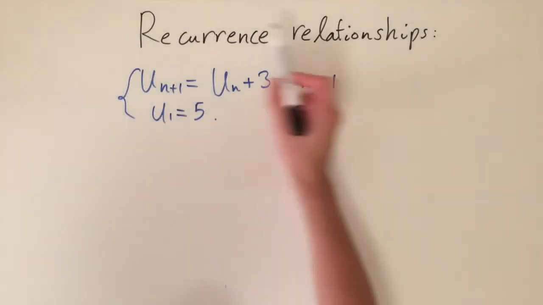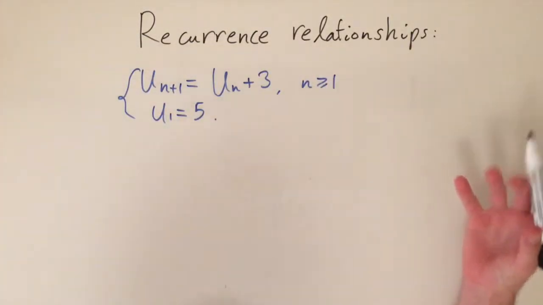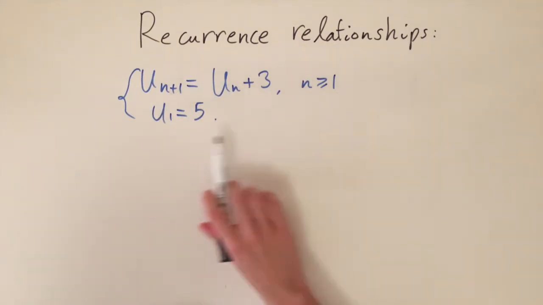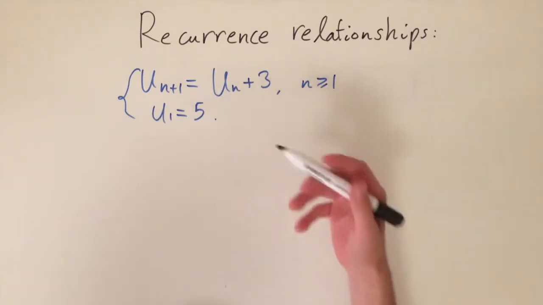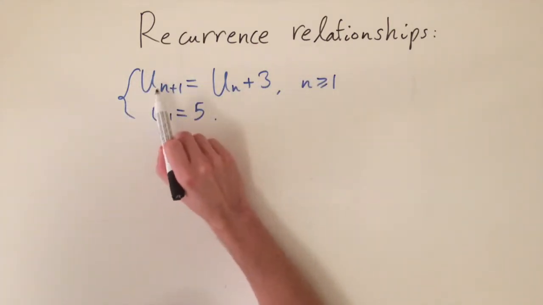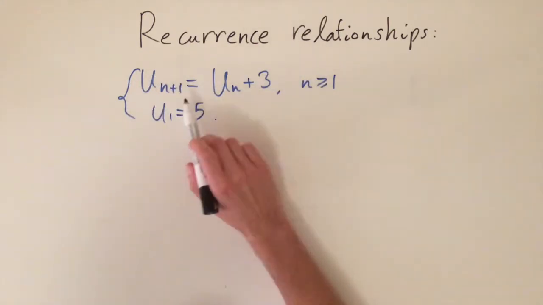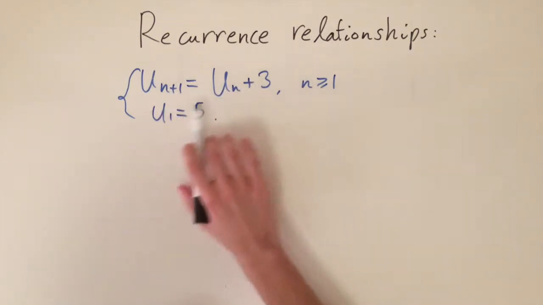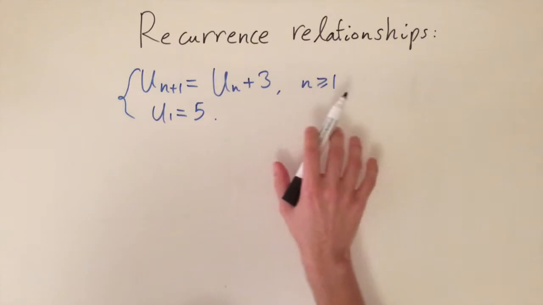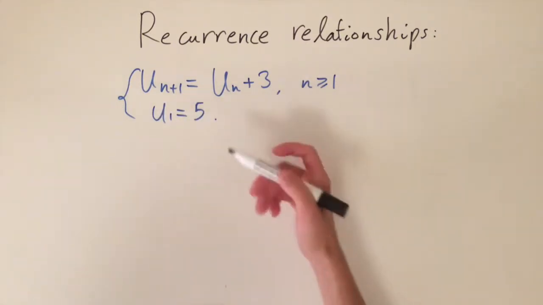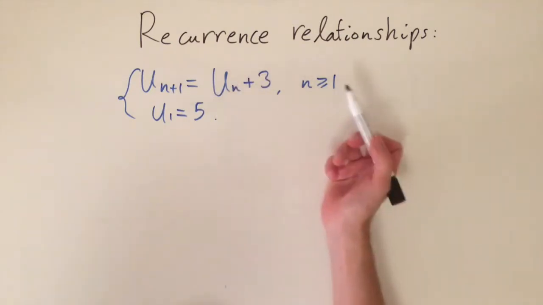Okay, so today we're going to be looking at recurrence relationships, and these are a type of sequence where the formula for the general term involves the previous term. So I've got an example here, and the formula for the u_(n+1) term equals the u_n term plus 3. So this is a formula that gives us all the terms in the sequence, but it involves the previous term, so it's recursive. So to get to the next term, you need to know the previous term.